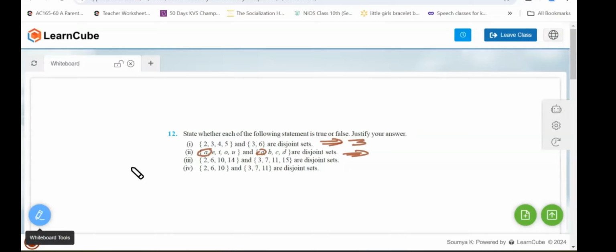Next question is 2, 6, 10, 14 and 3, 7, 11, 15. Nothing is common, and that's why when you find the intersection of these two, you will not get any common elements. So we call this a disjoint set. And here also you don't have anything common, so it is a disjoint set. Hope you understood how to do these questions where it involves the operations on the sets, basically difference, union, intersection.